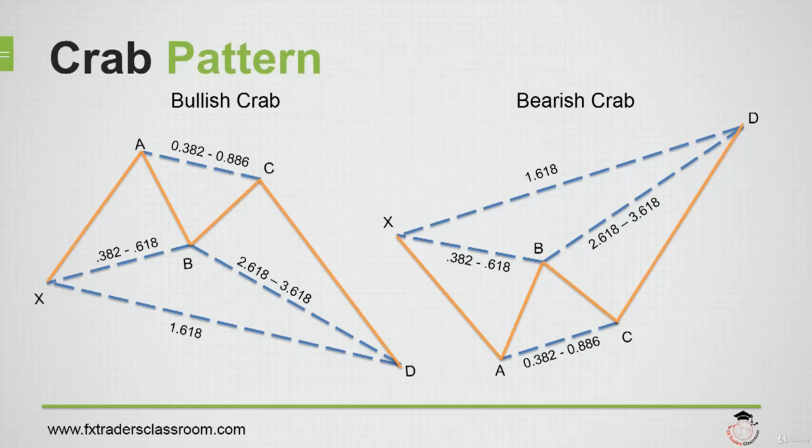So as I said earlier, with the crab pattern, we're either looking for a failed bat pattern or a failed Gartley pattern. Once this Gartley or bat fails, we are then immediately looking for the BC projections and the X to A projection to see if we can get into a crab pattern.